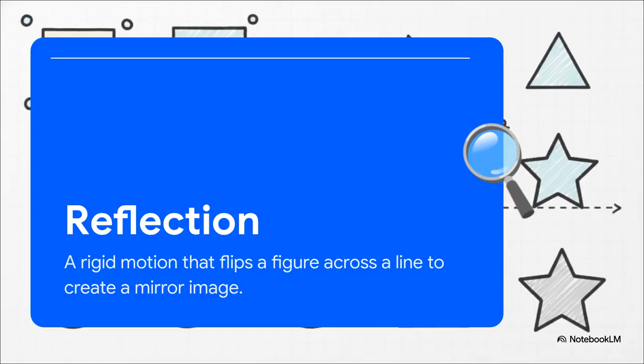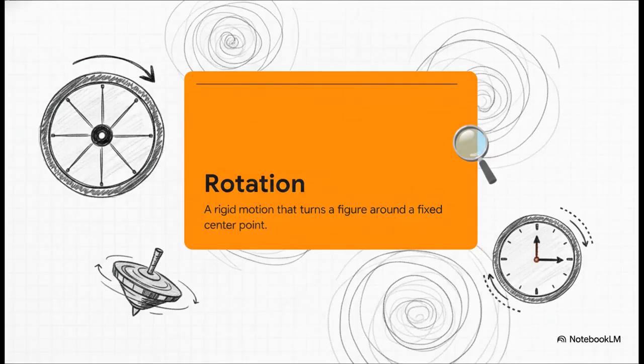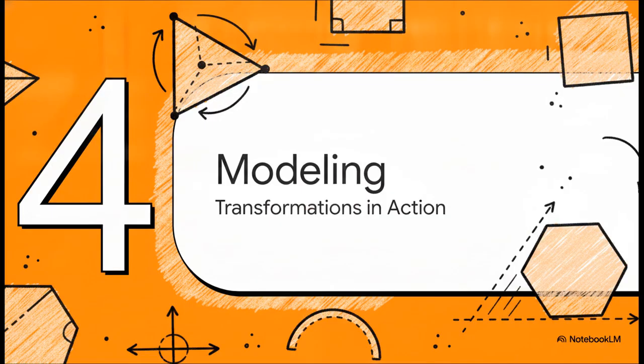Next up, we have a reflection, which is a flipping motion. It literally flips a figure across a specific line to create a perfect mirror image of the original object right on the other side. Finally, we have a rotation. A rotation is a rigid motion that turns a figure around a fixed center point, much like a wheel turning on an axle.